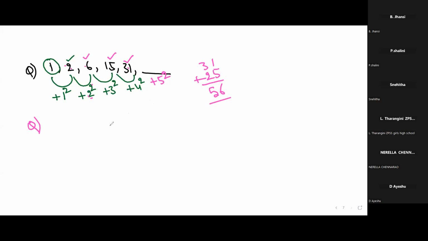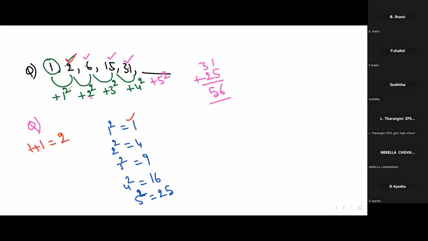What is 1 square? 1 square is 1. 2 square is 4. 3 square is 9. 4 square is 16. 5 square is 25. Right? Now, simply what to do? First, you take number 1. For this, you add this. 1 plus 1, 2. You obtain the next number.